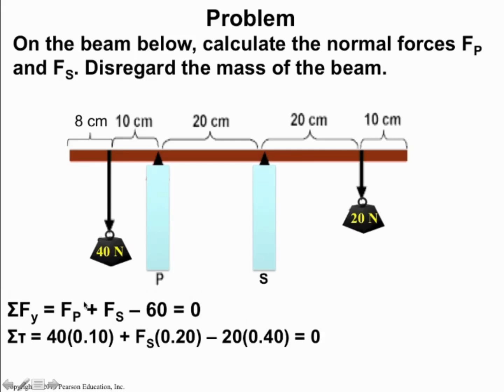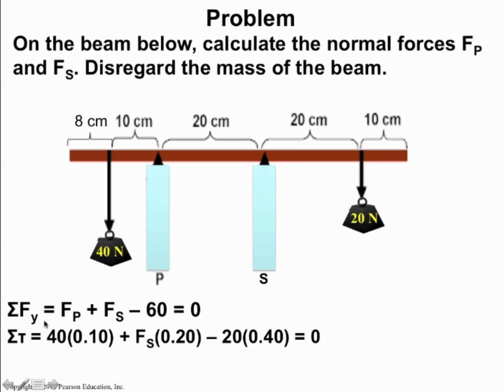Alright, looking at the force equation, we have two upward forces, Fp and Fs, and we have two downward forces of 40 newtons and 20 newtons. Well, if you add 40 and 20, you get 60, and that's why I have minus 60, because that's 60 newtons going down. That must equal 0.